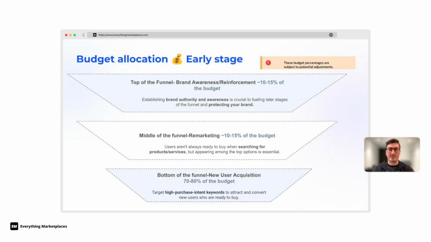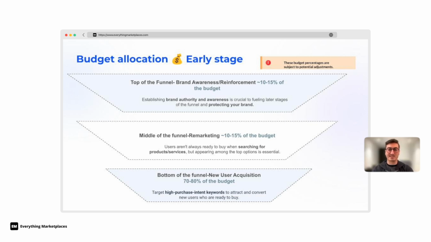And here's some other examples about budget allocation. As I said, those are just generic examples. So don't take those percentages as something that can work for every single marketplace, but just to give you an idea.